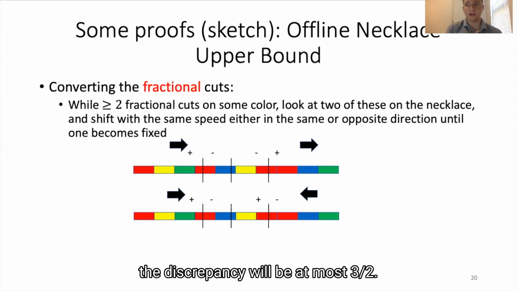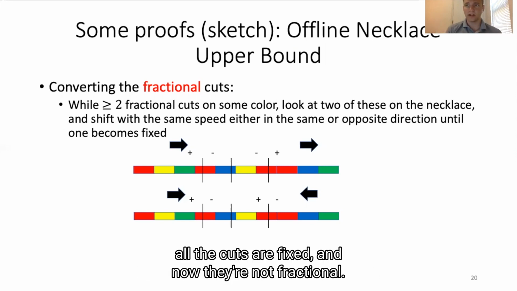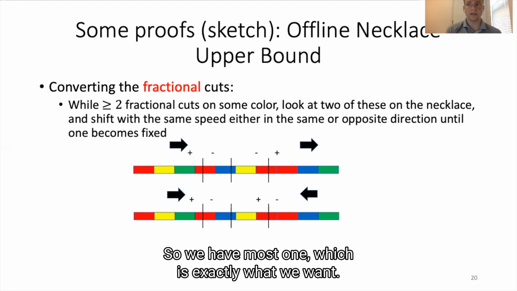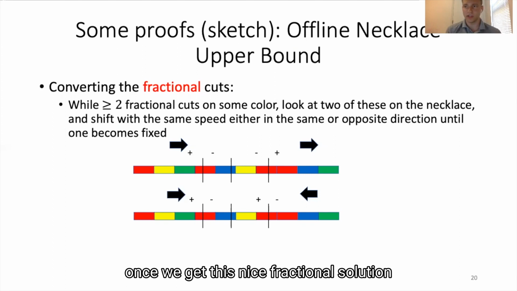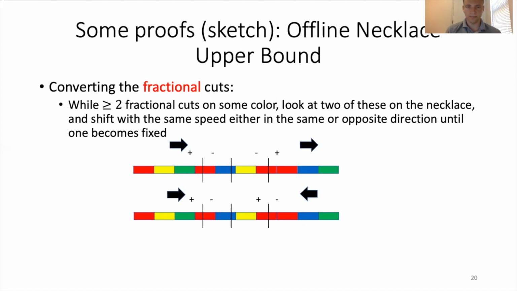Which means that at the end, on each color, the discrepancy will be at most 3/2. But since at the end all the cuts are fixed, now they're not fractional, this discrepancy will have to be an integer, so it will be at most 1, which is exactly what we want. So that's how we finish off the proof once we get this nice fractional solution that has 1/2 discrepancy.